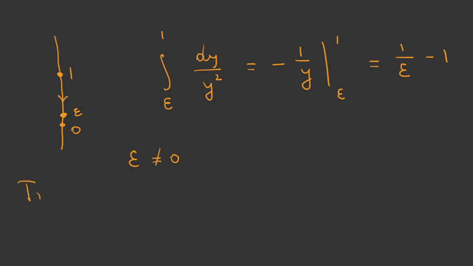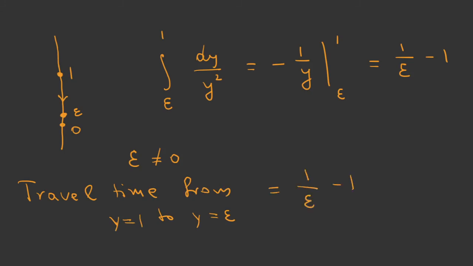Let me write this down. So travel time from y equals 1 to y equals epsilon equals 1 over epsilon minus 1. So our object can get arbitrarily close to the equilibrium position. However, will it ever arrive at the equilibrium position?